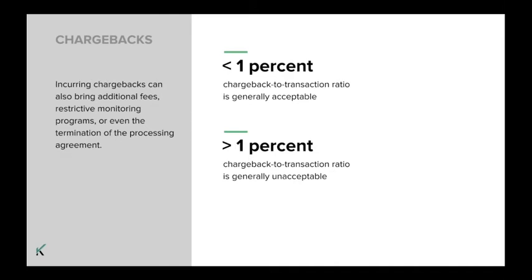For merchants that remain above 1% and stay in the excessive chargeback program, not only will they have to pay the $100 per incident, but there's also the possibility of a $25,000 monthly review fee, or in the most extreme case, the actual termination of your merchant processing agreement.